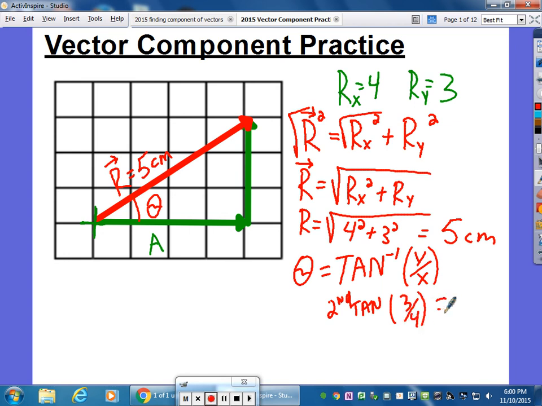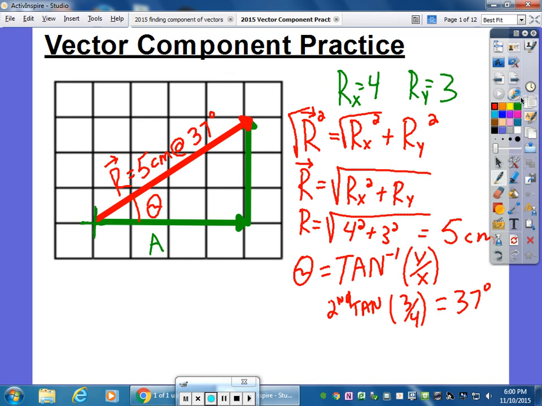So here I'm going to hit second function tan, and I'm going to hit 3 over 4 and hit my enter button, and what I will get when I do that is, I believe, 37 degrees. So we're going to put this at 37 degrees, and that will be the direction of the resultant vector. So that is how you calculate the magnitude and the direction of the resultant vector. I'll do a couple more examples.